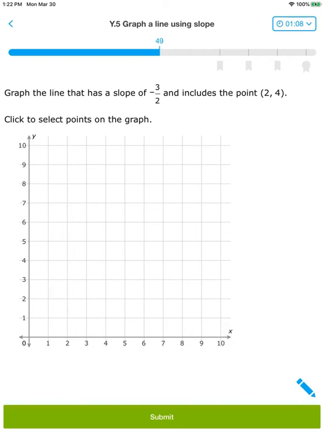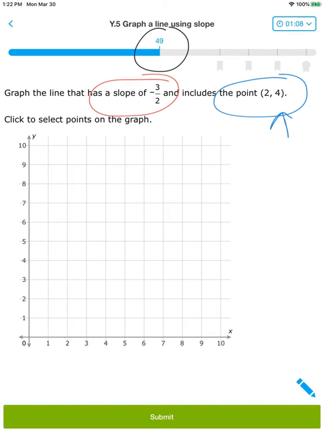For those of you that are still a little confused or you want another example, I went ahead and completed the IXL, and around a SMART score of like 50, it starts to get a little more challenging. So let's try this one together as well. Same idea, gives you your slope and it gives you a starting point. So I'm still going to start here. I'm going to go over to 2, up to 4. So that's my starting point.